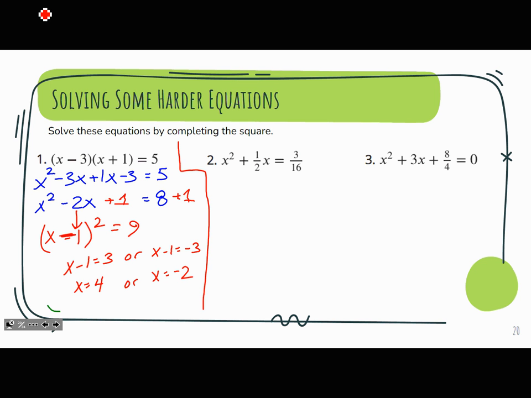Let's try a few more. What about this one? X squared plus 1/2 x equals 3 over 16. Okay, same process, right? We're not changing anything. We just have to think about what it means to complete the square. So let's take that half, right?